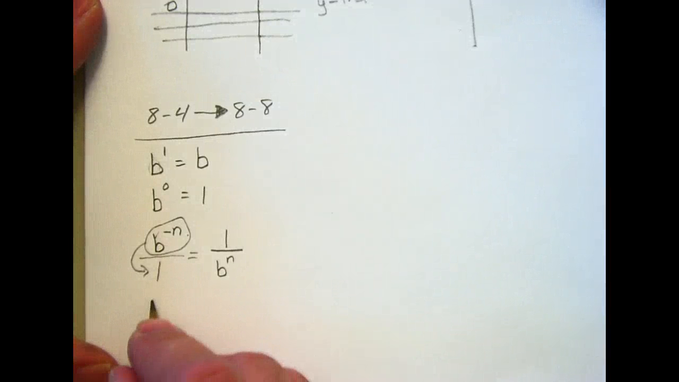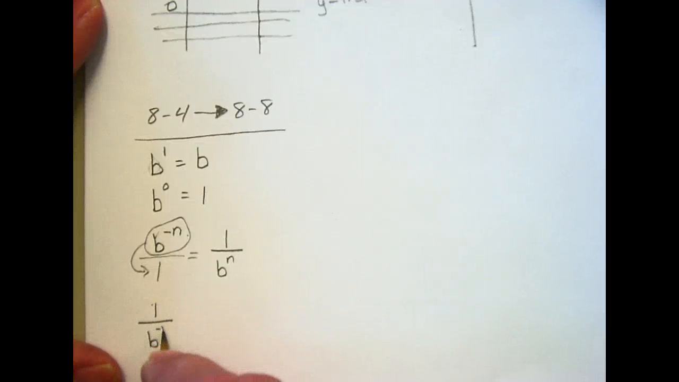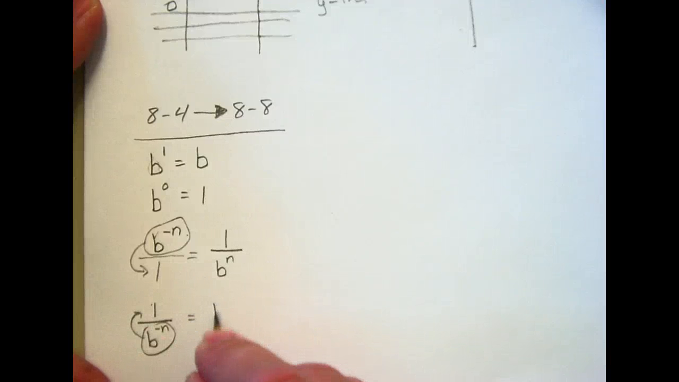Or if it began on the bottom as a negative, so if it was already 1 over b to the negative n, in that case I would move it up. And that would become b to the n.